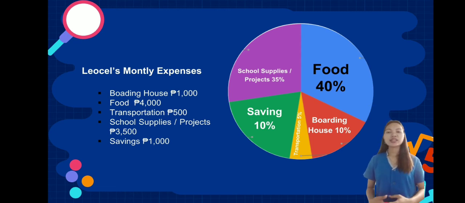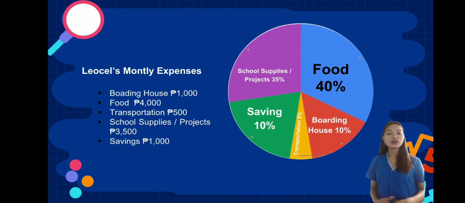Ngayon nakabuo na tayo ng pie graph. We will make it colorful, with each slice denoting a different category, which can make the pie graph more attractive and easy to interpret. Very good. Now, the pie graph of UCL monthly allowance. The color blue is food, 40%. Red is boarding house, 10%. Yellow is transportation, 5%. Green is savings, 10%. Violet is school supplies and projects, 35%.